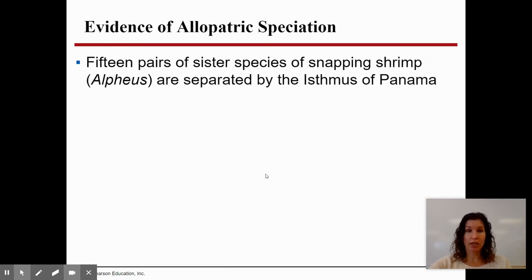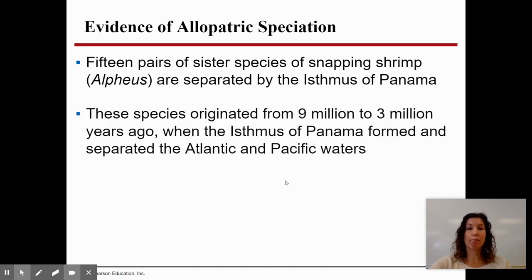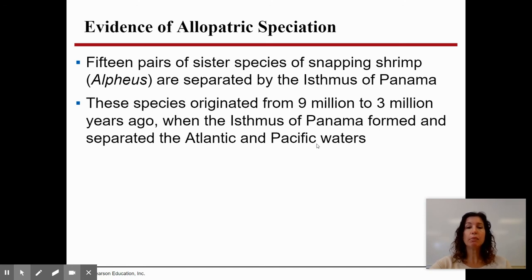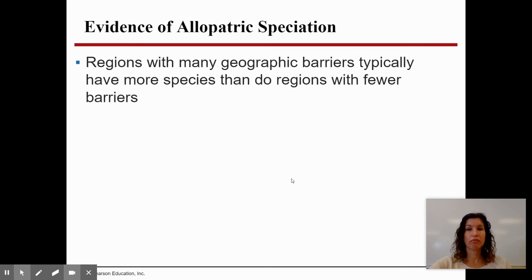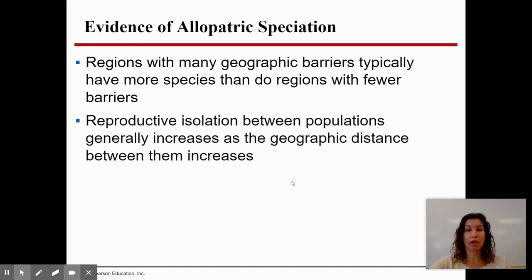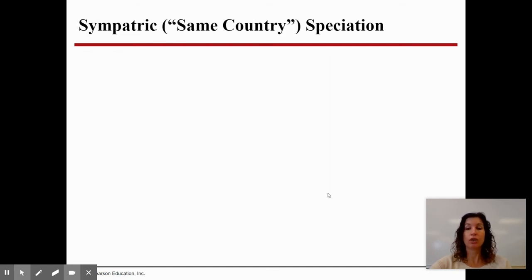And evidence of allopatric speciation is 15 pairs of sister species of snapping shrimp separated by Panama. And these species originated from 9 million to 3 million years ago when Panama formed and separated the Atlantic and Pacific. So you can see here's Panama and then all these different species of snapping shrimp. So regions with many geographic barriers typically have more species than do regions with fewer barriers. Reproductive isolation between populations generally increases as the geographic distance between them increases. So there's not as much chance for interbreeding.